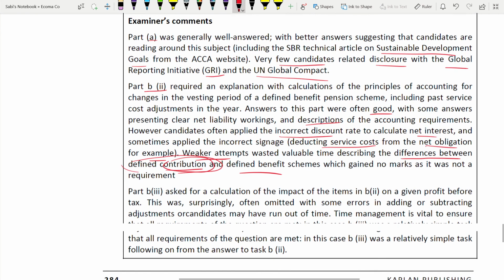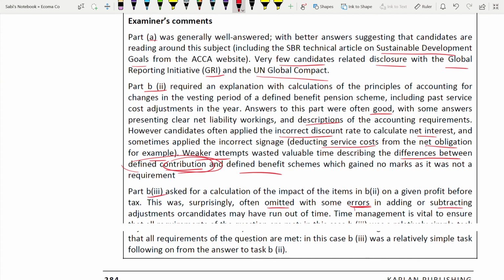And the third part of B. What about this? Errors have been made here, even though that is the easiest mark, 2 marks. Either they omitted it, or they made errors while adding or subtracting.